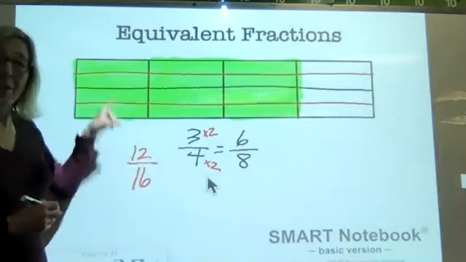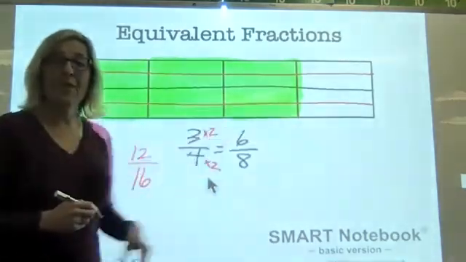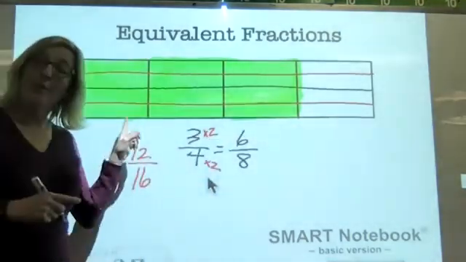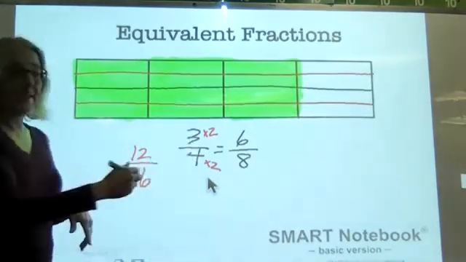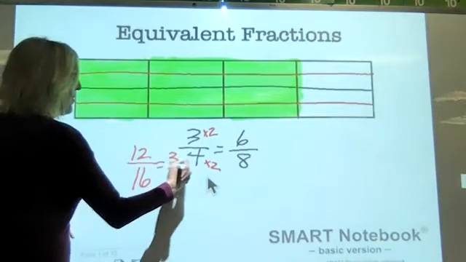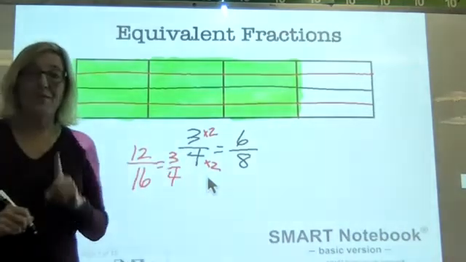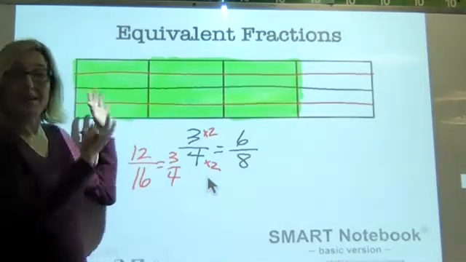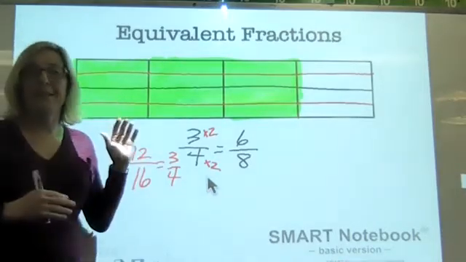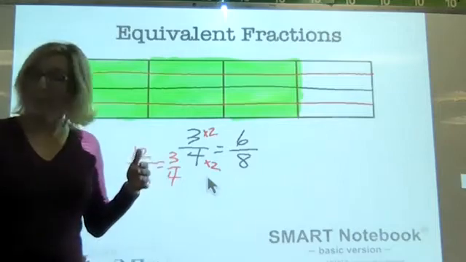12/16 is a way that we could name the amount of green now based on the number of equal parts there are. Now, we had said originally that this was 3/4. So we know then that 3/4 is equivalent to 12/16 because it's the same amount of green, just divided differently, right?